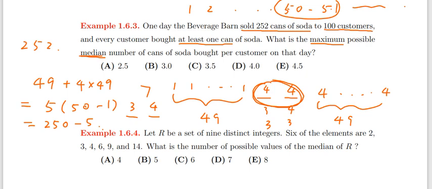So those numbers can be 3 and 4, and the maximum possible median is the average of 3 and 4, so the median should be 3.5.